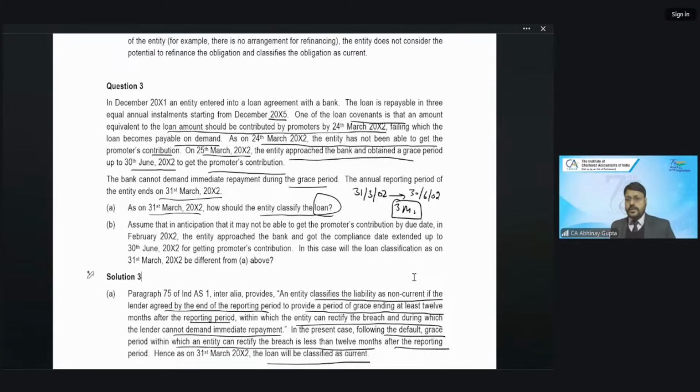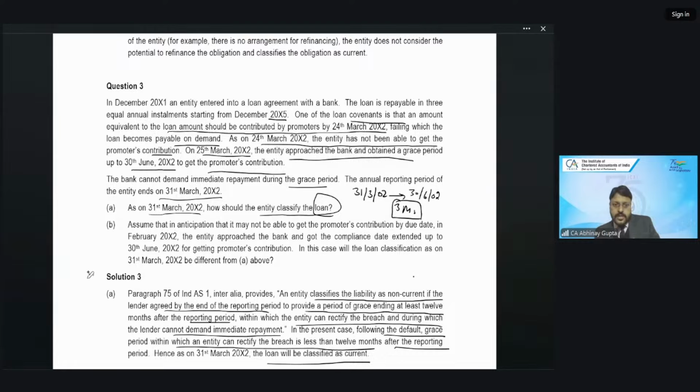Correct. So in the question, it is mentioned that it is equally payable in three installments. So one installment is payable within the next 12 months, and the remaining two installments after the next 12 months. Which means the annual installment, being less than 12 months, will always be classified as current. Correct. That's what we do always, even under the IGAAP.